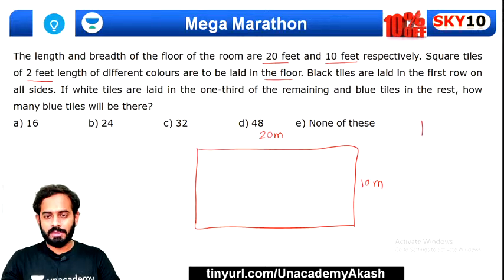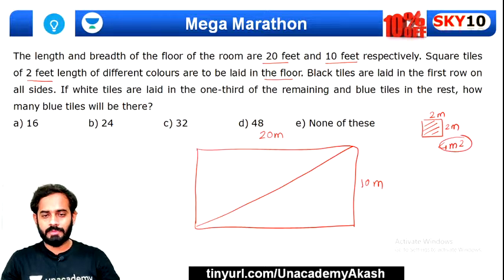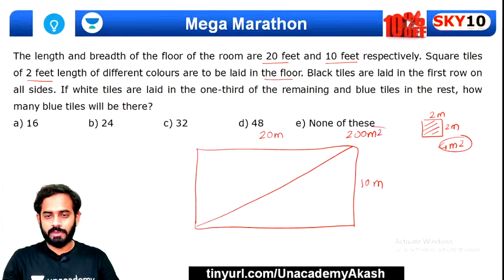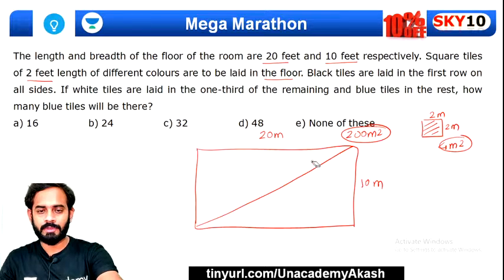And dimensions of small tile as 2 meter and 2 meters, right? Now this length 2 meters and 2 meters, this is the area. Now what will be the area of the small tile? It will be 4 meter square, and the area of this entire floor will be 200 meter square, right? Now give me a minute.